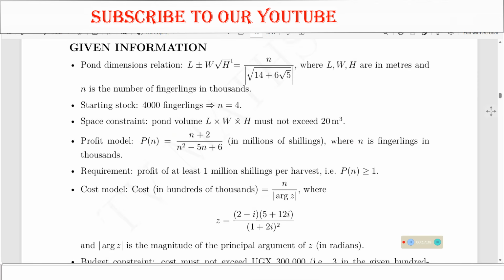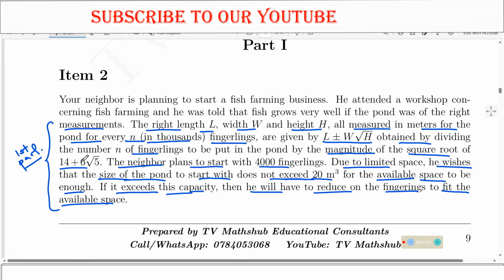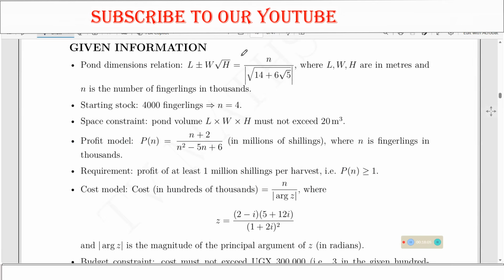That this one here is obtained as N divided by the magnitude of the square root of the complex number that we are given, that is 14 plus 6 square root of 5. Now, since we are given this information here, we are told that length is represented by L, width by W, and H represents the height. All these are in meters, and N is the number of fingerlings in thousands. So that is the information that we have.